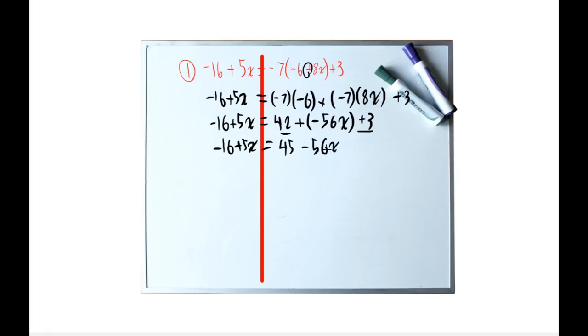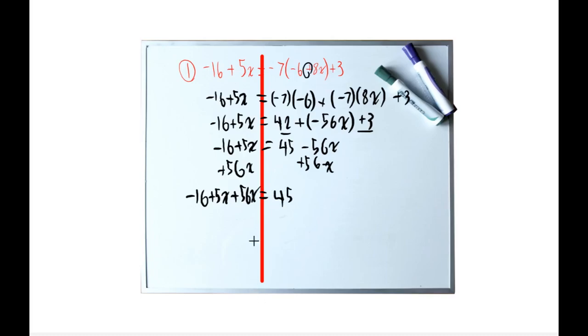I want all of my x's on the left, so we're going to have a plus 56x to cancel out this negative 56x. So plus 56x on both sides to get negative 16 plus 5x plus 56x is equal to 45.